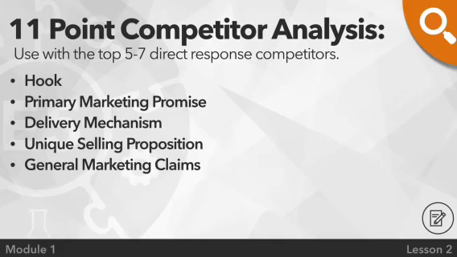Now, some of your competitors might make 5, 6, 7 claims. That's okay. Write them all down on the worksheet. Next, I want you to note the proof points that your competitors are using. What are the proof points? What proof are they offering for the claims that they're making? What proof are they offering for their primary marketing promise, right?